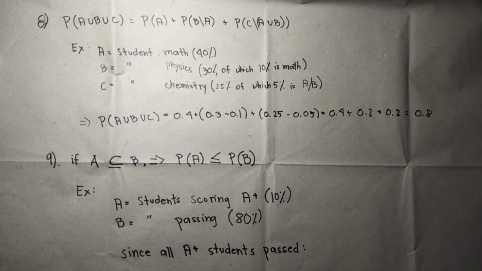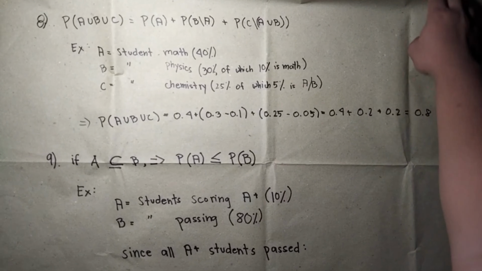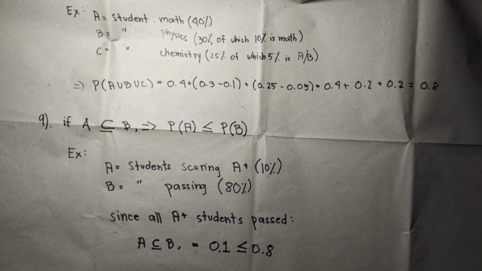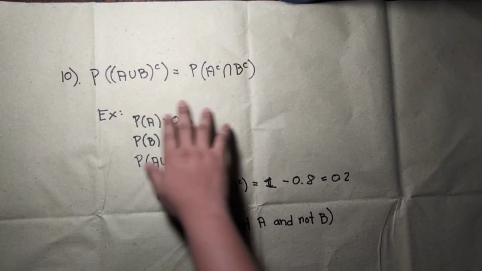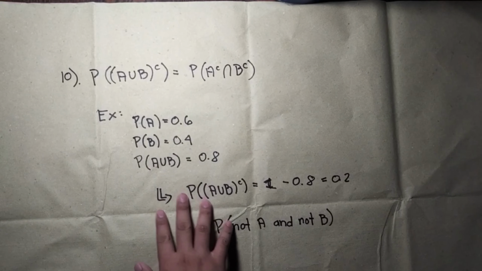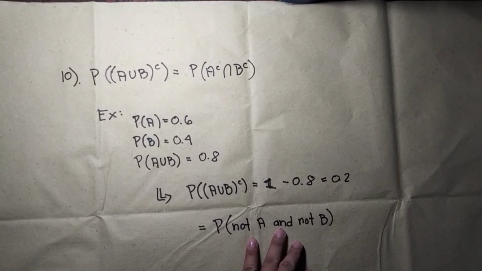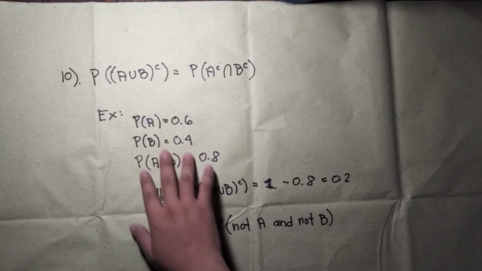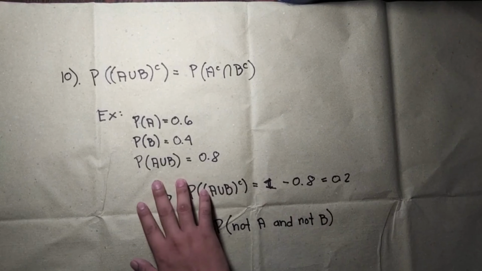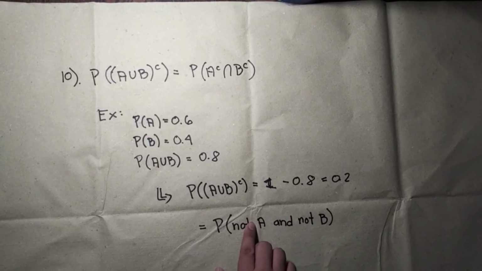Next is the probability of the complement of A union B is equal to the probability of A complement intersection B complement. This means that the probability that neither A nor B occurs is the same as the intersection of their complements. If A and B don't happen, that means both not A and not B happen.